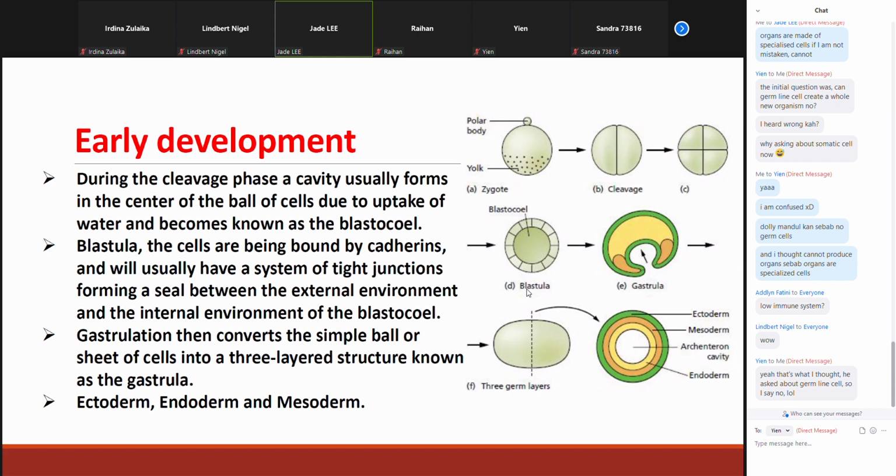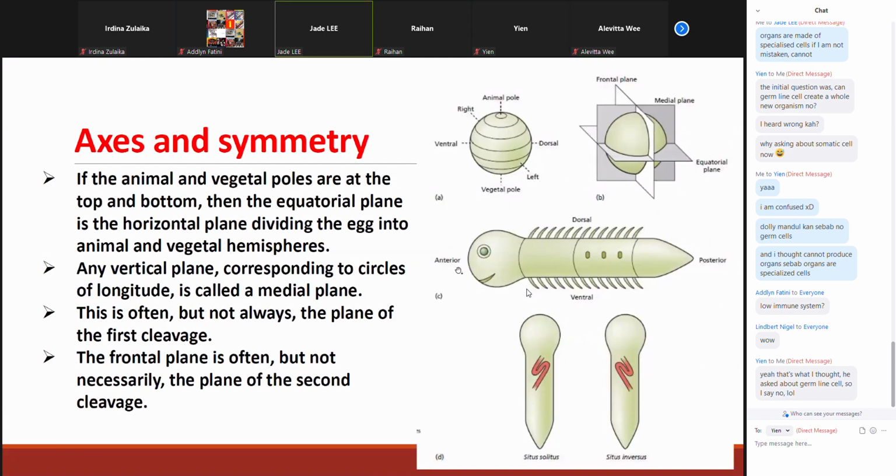All right, so far okay? Any questions? Can you understand? Yes. Okay, if so, now we look at the axis and the symmetry.